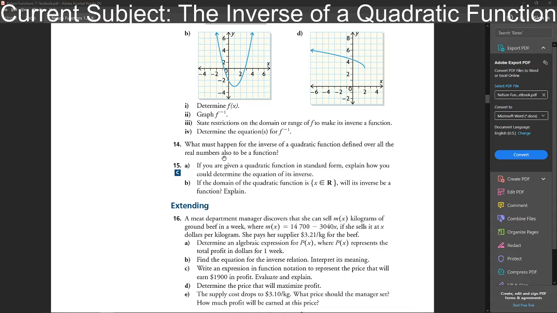I think there's a few ways to word this one, right? Because I don't want to just redefine what a function is. What must happen to the inverse of the quadratic function? Well, you can only take the positive square root value or only the negative square root value of the inverse of the quadratic. And I think that's probably the best way to say it.